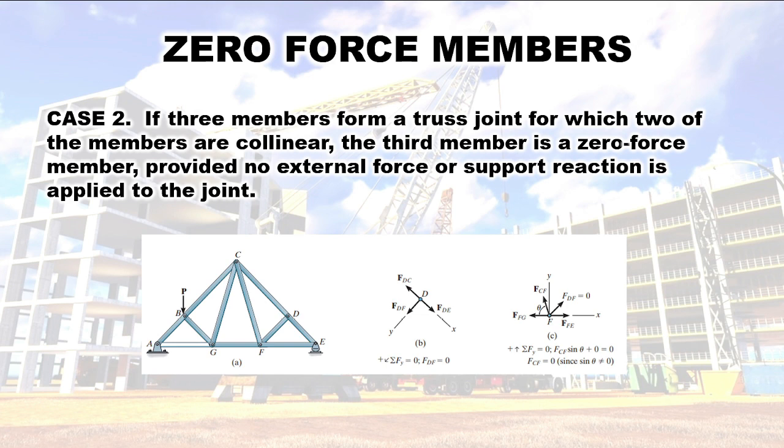How about case 2? If three members form a joint for which two members are collinear, the third member is a zero force member provided no external force or support reaction is applied to the joint. So case 2, three members. So let's look for a joint that has three members. So here, this one, you have 1, 2, 3 members. How about here?